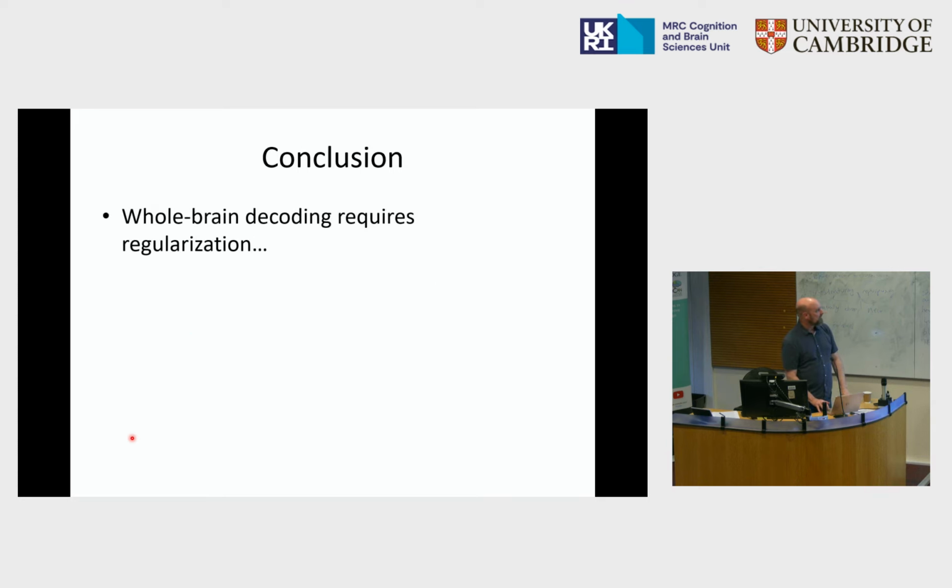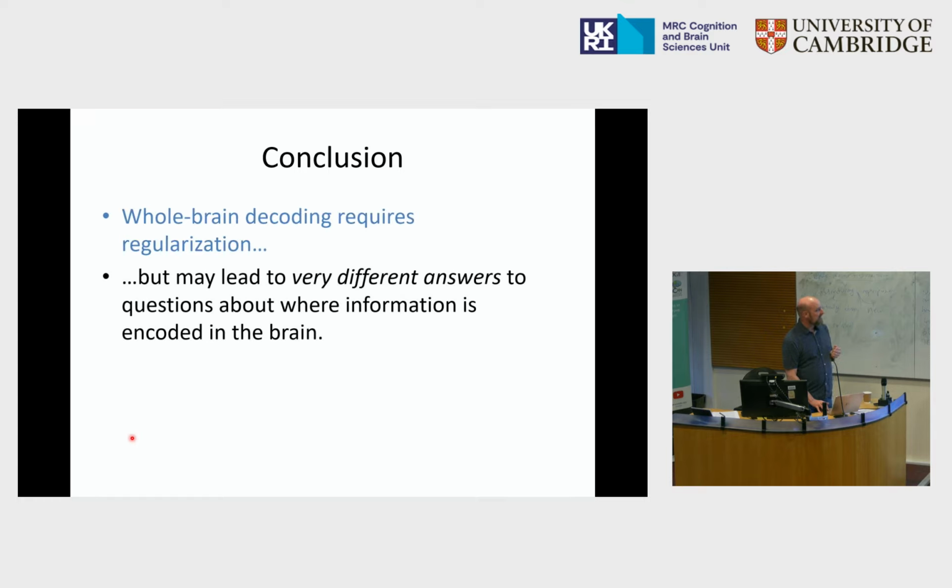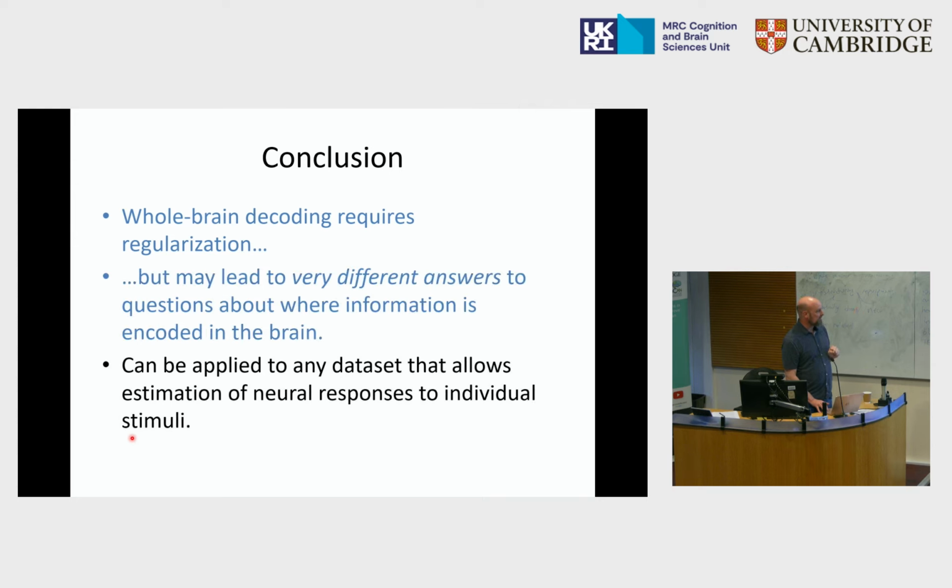What are the conclusions? If you want to do whole brain decoding, you have to regularize it somehow. I'm excited about this because it may lead to very different answers to questions about where information is encoded in the brain. And really, if you have a data set lying around, these methods can be applied to any data set that allowed you to estimate the neural response to each of several stimuli.